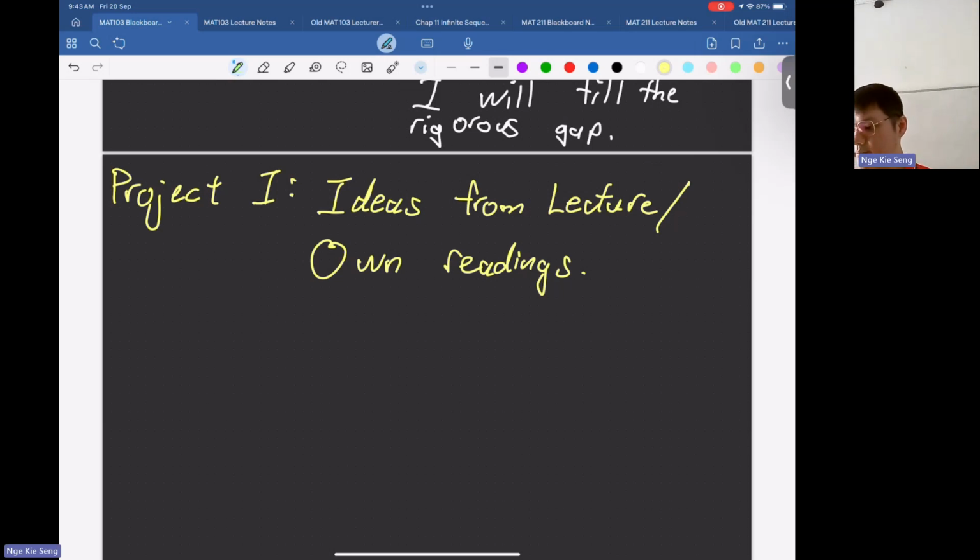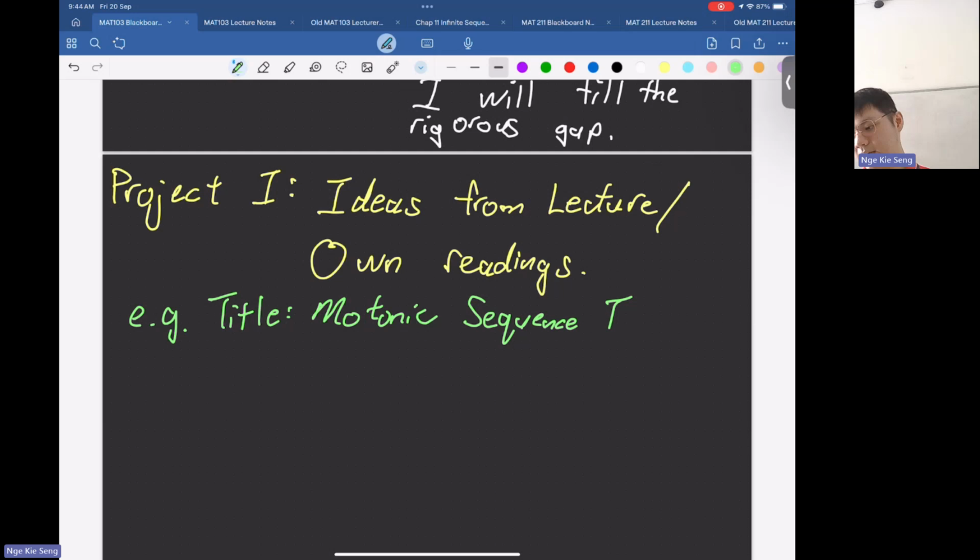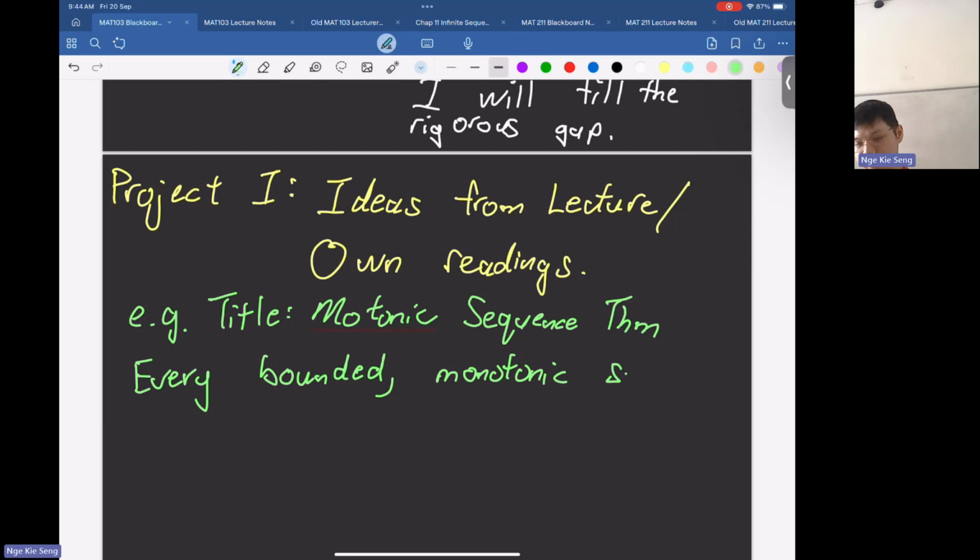For example, soon you will see something called the monotonic sequence theorem. We won't prove this, so you can prove it. What do you need to prove? For example, this statement: every bounded monotonic sequence is convergent. Maybe you don't know all these words yet. It's fine. I just want to give you an idea.